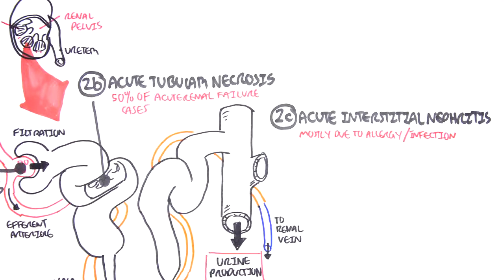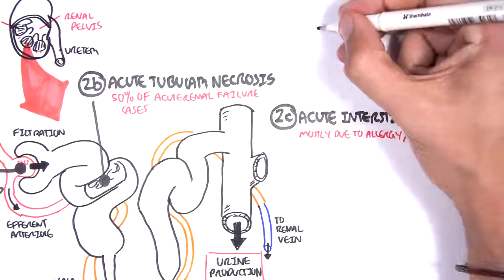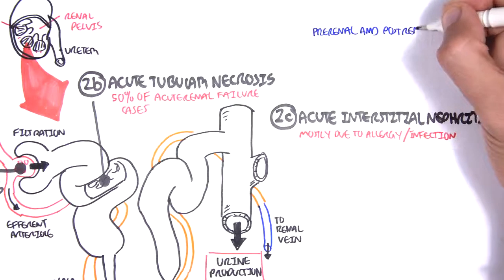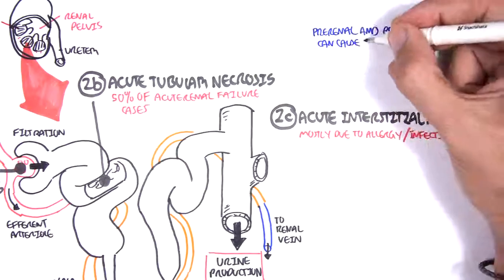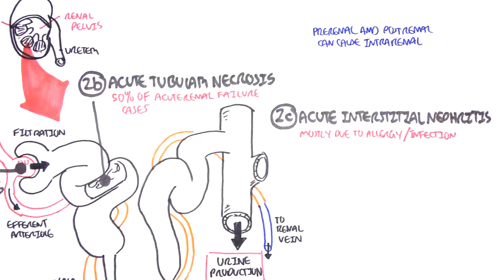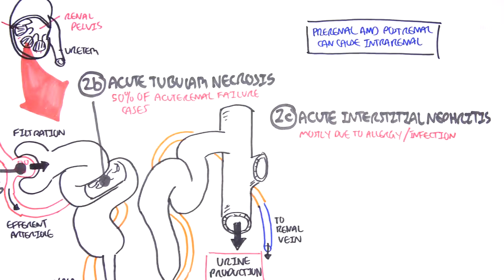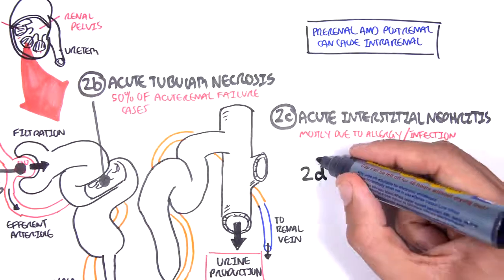Now, before we look at the fourth type of intrarenal cause of acute renal failure, we have to understand that pre-renal, intrarenal, and post-renal causes are all connected. For example, a pre-renal and post-renal can cause an intrarenal problem. And so this leads to the fourth main type of intrarenal cause of acute renal failure, which is vascular.